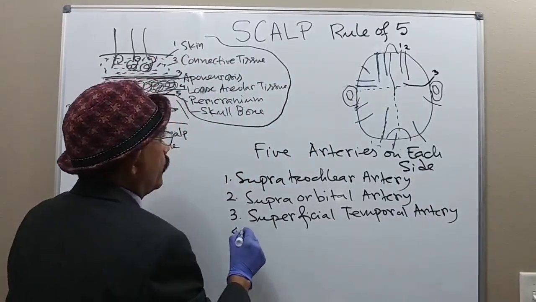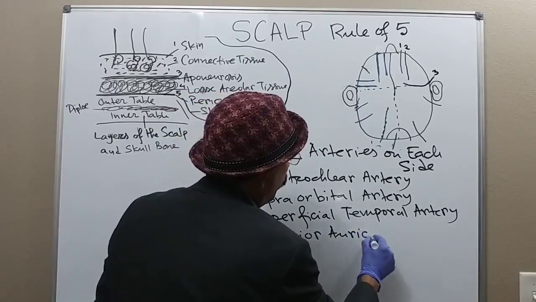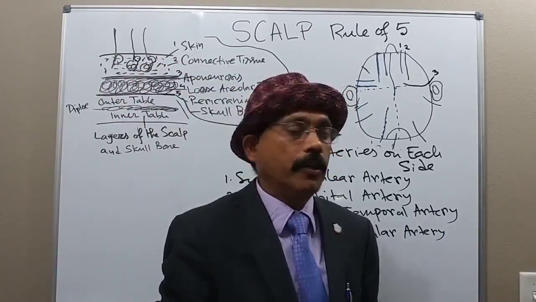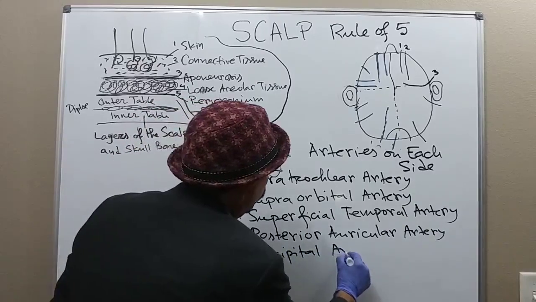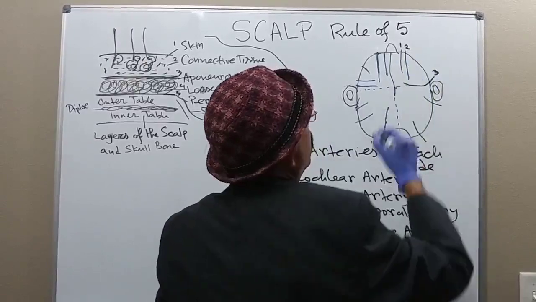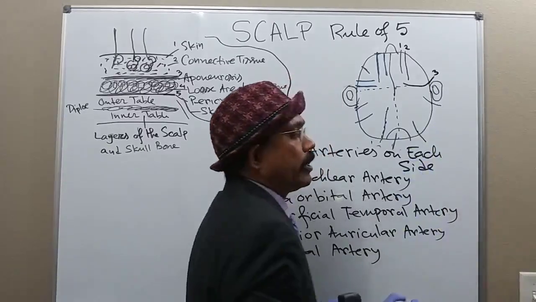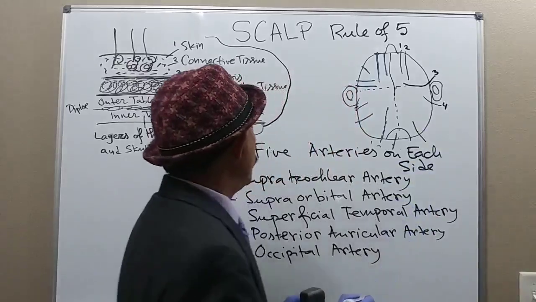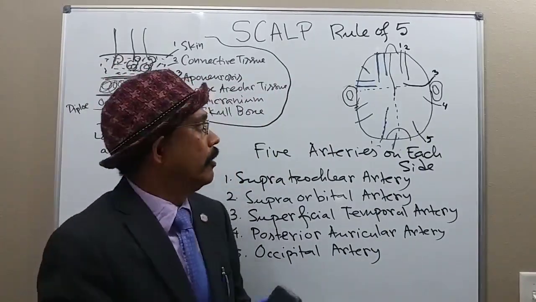Then we get the posterior auricular artery, a branch of the external carotid artery. We get the occipital artery, also a branch of the external carotid artery. So: supratrochlear artery and supraorbital artery, branches of the internal carotid artery; superficial temporal artery, posterior auricular artery, and occipital artery, branches of the external carotid artery. This is the superficial temporal artery, this is the posterior auricular artery, number 4, and number 5 is the occipital artery. So, rule of 5 for each half.